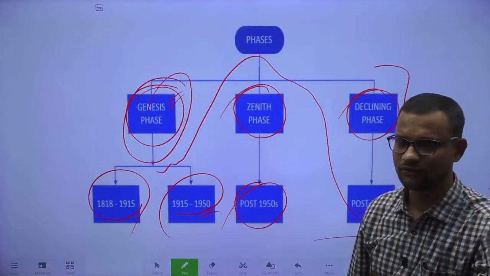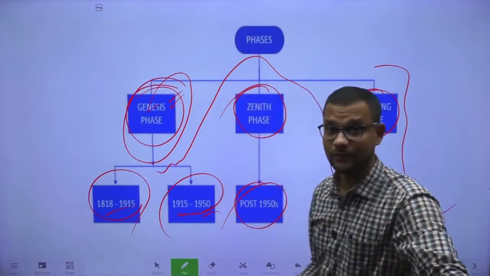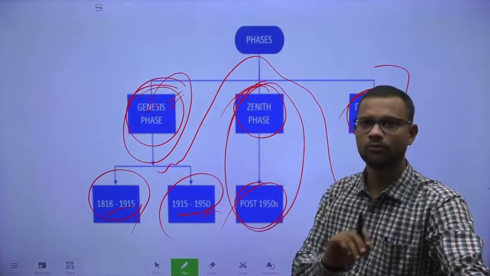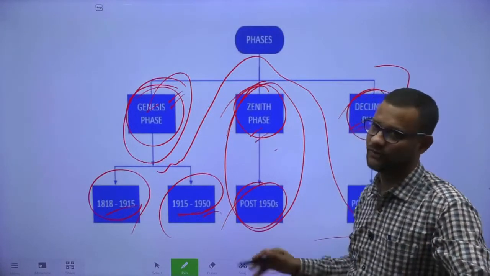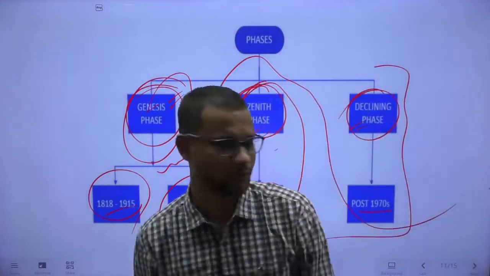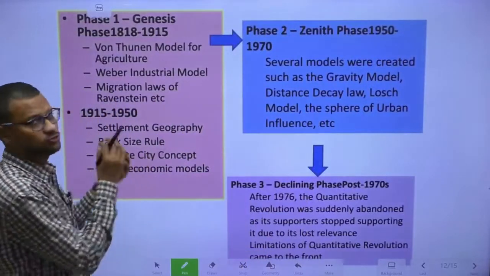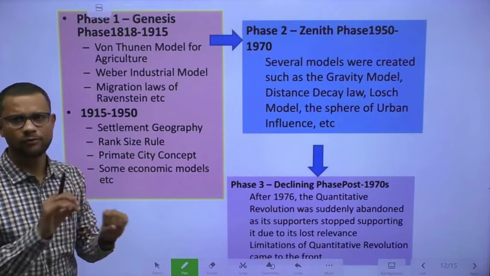The first phase started from the 19th century, the genesis phase, 1800 to 1950. Then the second, zenith phase was more active. You will find a number of theories were proposed. So it was the second phase, and the third, declining phase, 70s, and afterwards, is slowly gaining momentum. So which are those? The kind of examples you can write here in the answer, because there will be a number of questions on this, if you have gone through the previous papers.